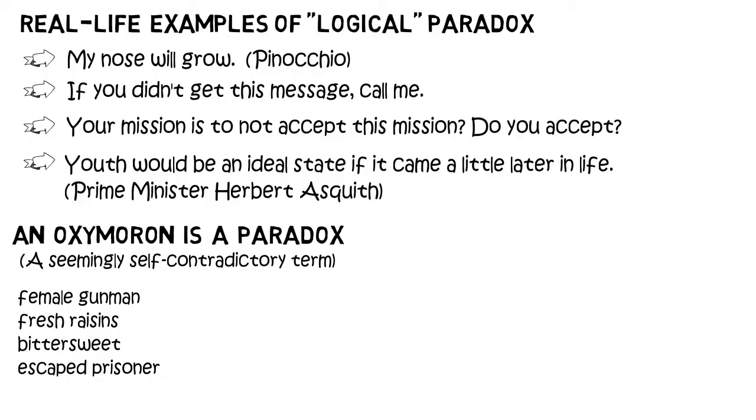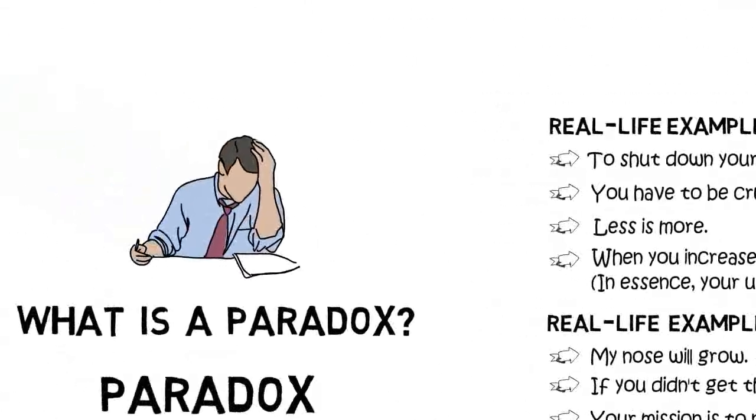Fresh raisins. Well, raisins are dried grapes, so the idea of them being fresh is a paradox. Bittersweet. Self-contradictory terms. Escaped prisoner. Well, the minute he's escaped, he's not a prisoner.